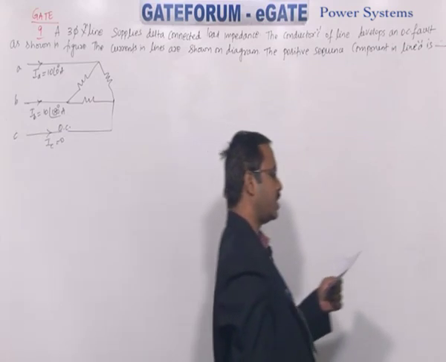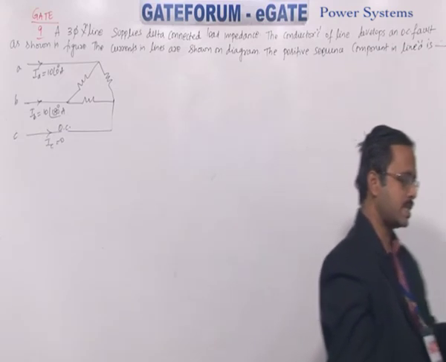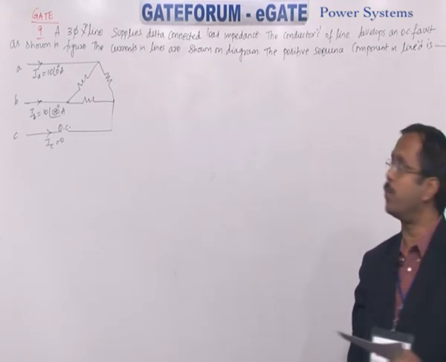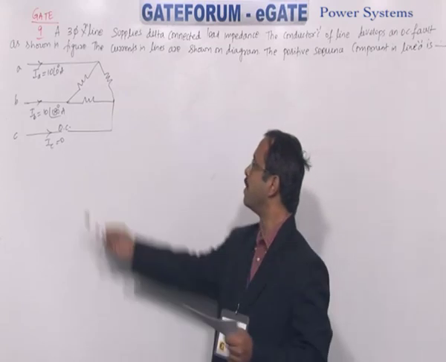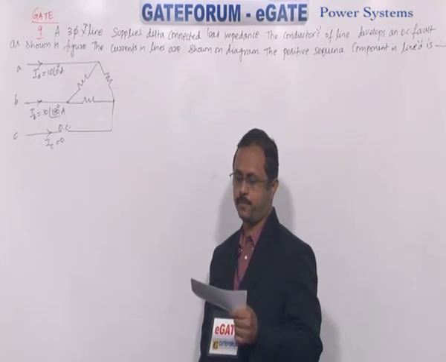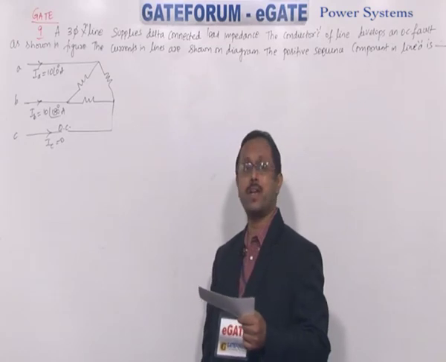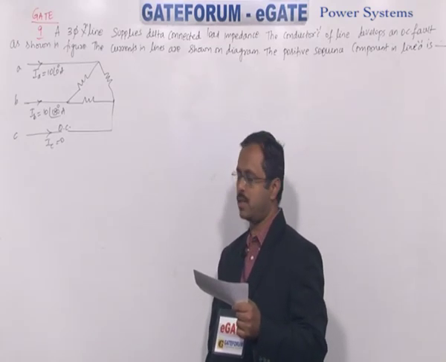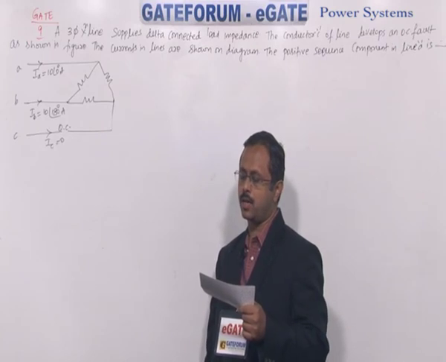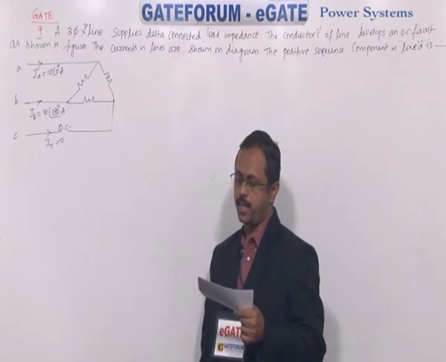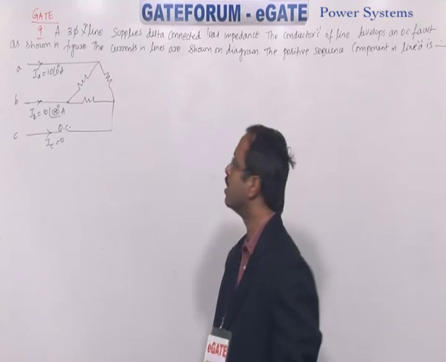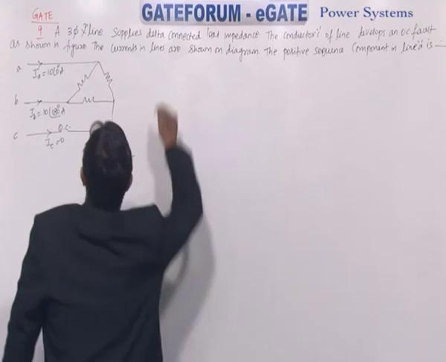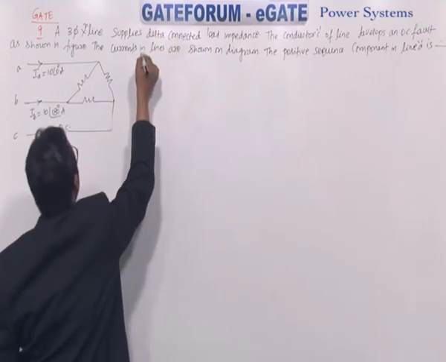So you are having a delta connected load impedance, and an open circuit has occurred in phase C. So you have to find the positive sequence current component in phase A. So how to find out the positive sequence current component?